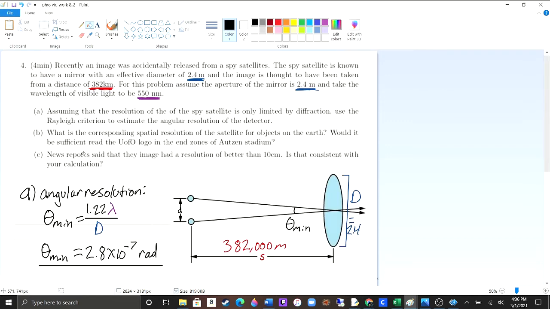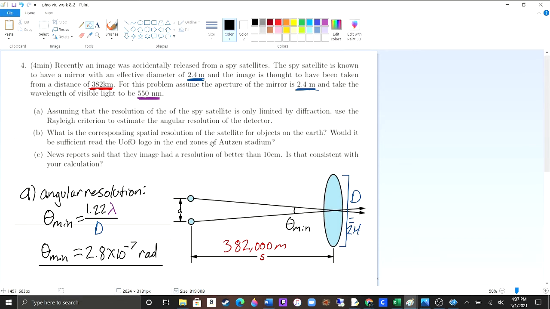So part B is asking, what is the corresponding spatial resolution of the satellite for objects on the Earth? Would it be sufficient to read the U of O logo in the end zones of Autzen Stadium? The Autzen Stadium logo is about 9 yards across, 9 yards in diameter. So in order for us to be able to see that, the spatial resolution has to be less than 9 meters.